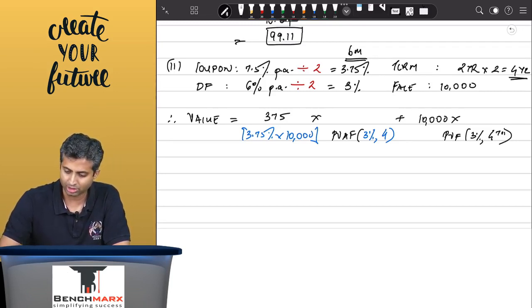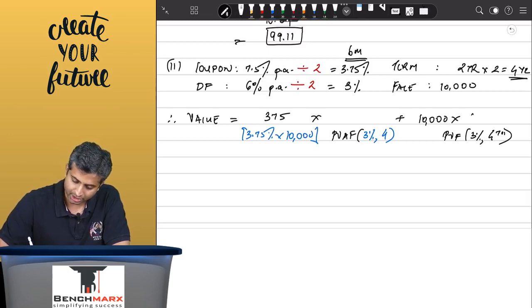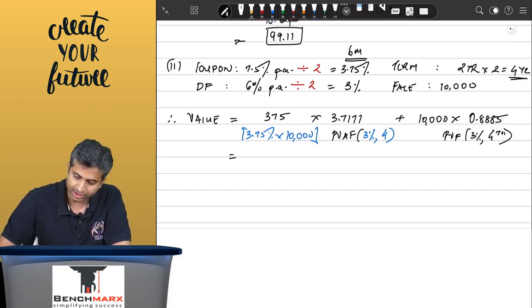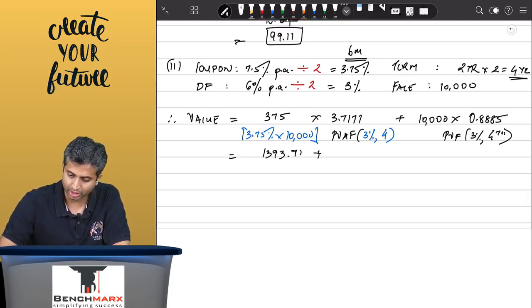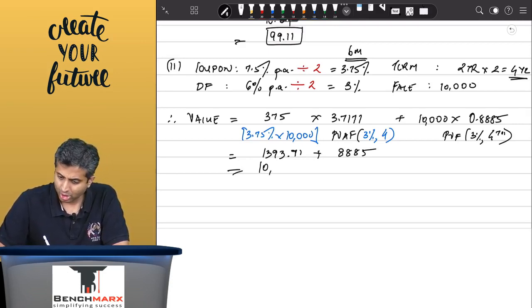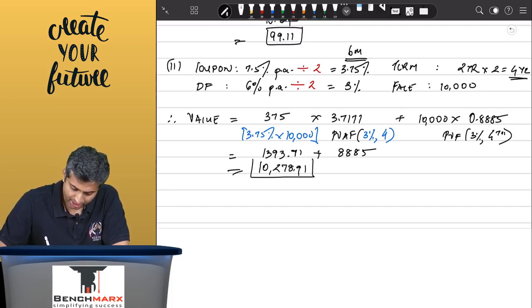1 divided by 1.03, 1, 2, 3, 4. So this is 0.8885, I guess, and this is 3.7171, and hence this is 375 into 3.7171, that is 1393.91, plus 10,000 into 0.8885, that is 8,885, and if I total this, this is approximately 10,278.91. So does this make sense to you?